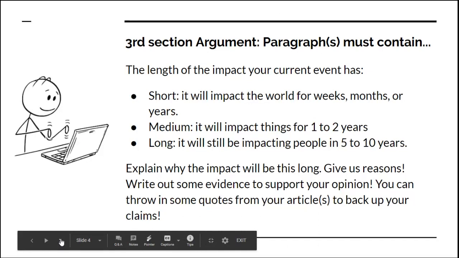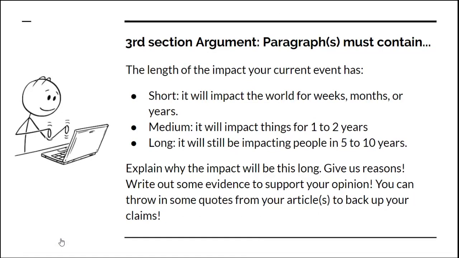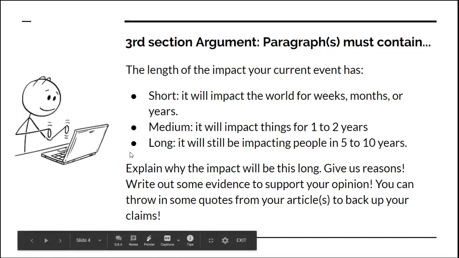So, in the third section, or our argument, the paragraph has to contain the length of the impact your current event will have. Will the travel ban from President Trump matter for only a few weeks? Will it matter for only a few years? Will it matter forever? In my paper, I'm going to choose a position and argue what I think. Your current event will be different, but you're still going to argue what you think, or for how long you think it will matter.